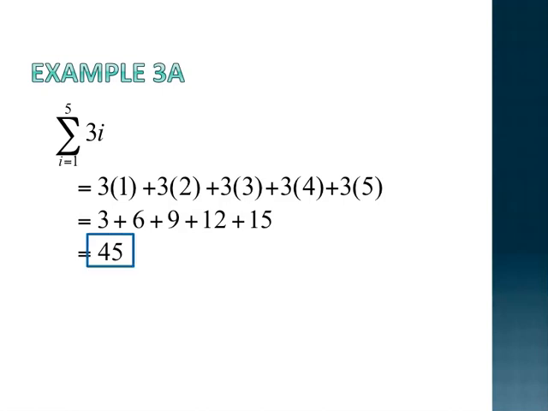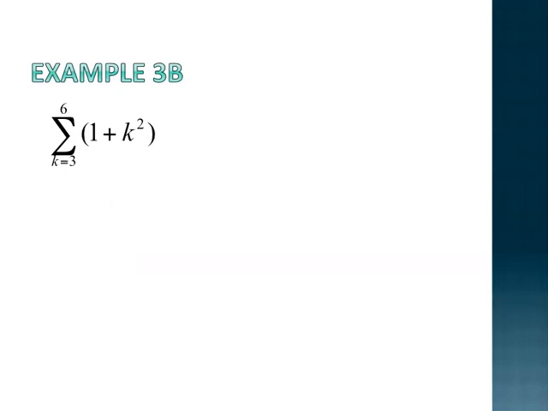All right, let's do one more example to make sure we are comfortable with the sigma notation. In this particular case, you'll notice it does not start at 1. It says k equals 3 is the lower limit, and the upper limit is 6. Use the rule there, 1 plus k squared, to find the third term, the fourth term, the fifth term, and the sixth term, and then we'll add them all together.